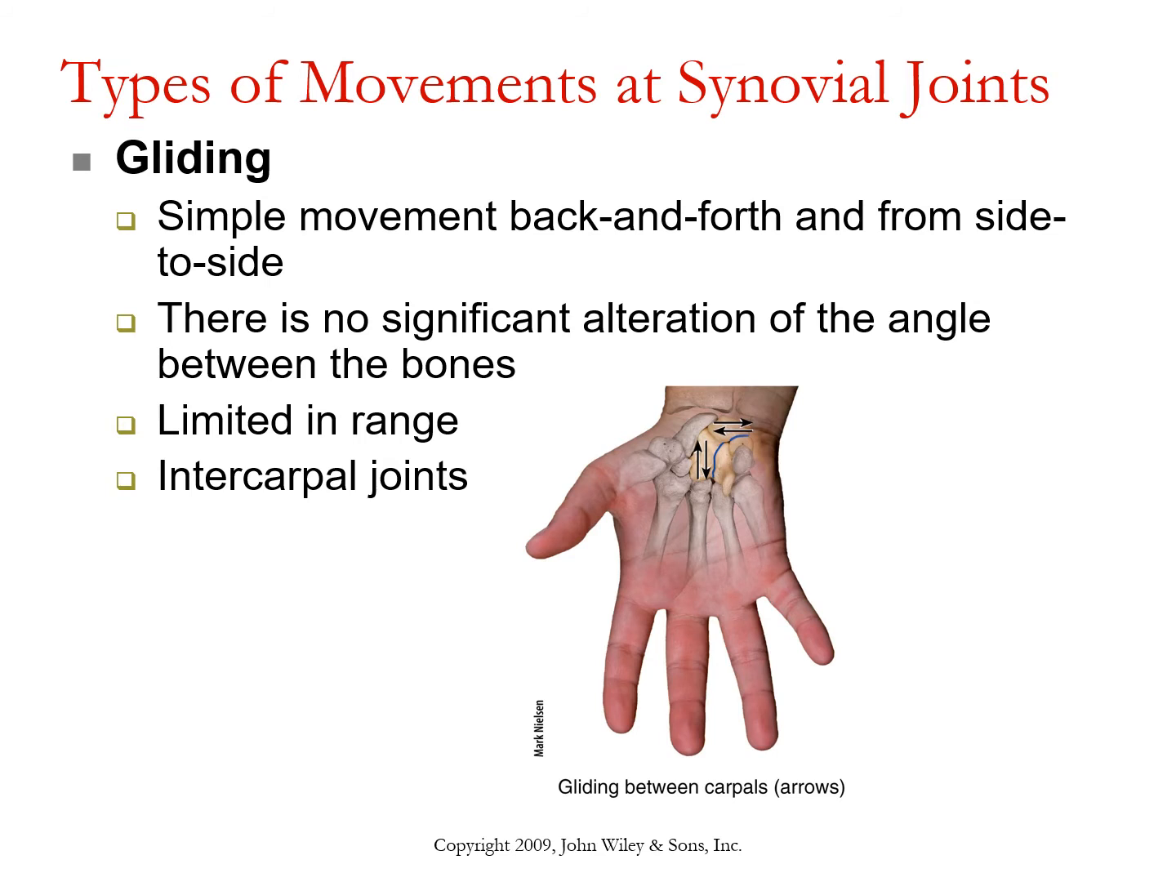So again, gliding is a simple back and forth movement where there's no significant alteration of the angle between the bones. This results in a limited range of motion, even though the joints are synovial and technically are freely moving. And again, we find this in the intercarpal joints as these bones slide against each other and allow for waving and flexion at the wrist. Let's move on.